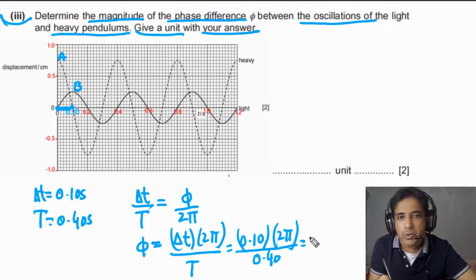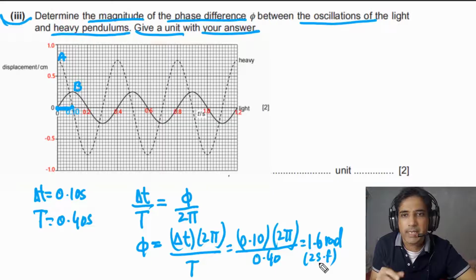Now if we solve this one, our answer will be 1.6 radian up to 2 SF. You will get answer 1.5 something, but up to 2 SF you have to write down 1.6. So the magnitude of phase difference is 1.6 and the unit is radian.